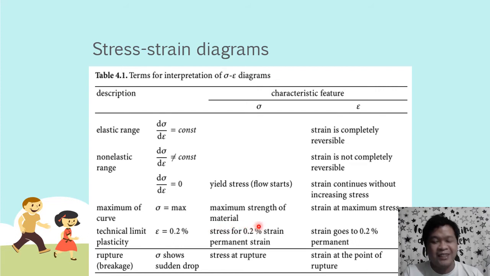Technical limit of plasticity. Yeah, the stress for 0.2% of strain, and the strain is permanent, and for the strain that goes to 0.2% and is permanent. The rupture or breakage is when the stress shows a sudden drop. Okay, so rupture stress and strain at the point of rupture. Okay, so pwede nyo naman balikan para makita kung saan yung mga points na dinidescribe.